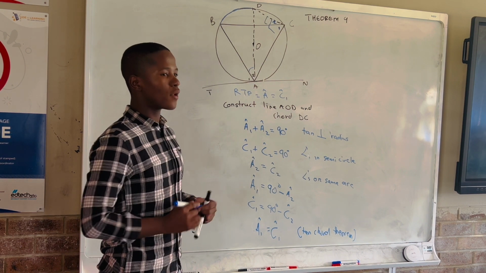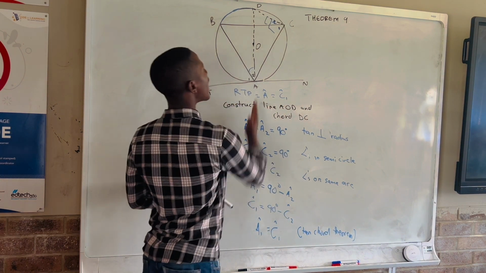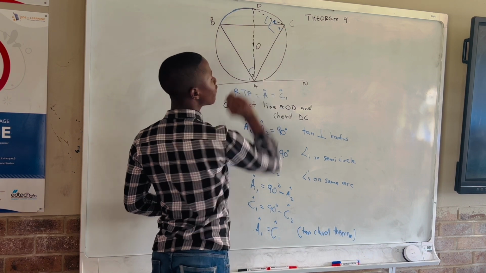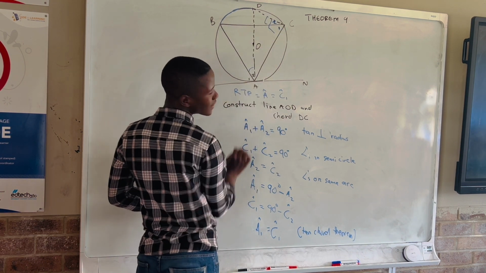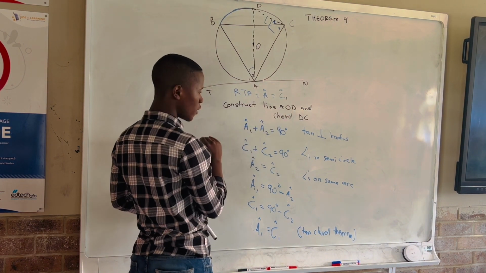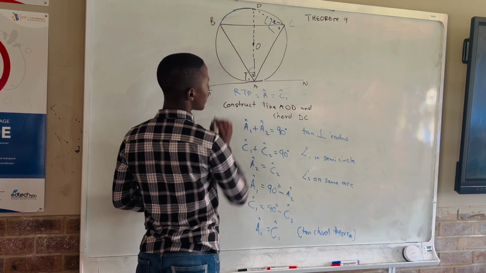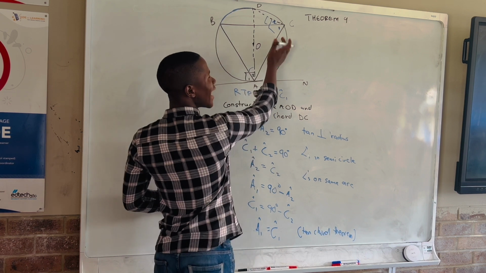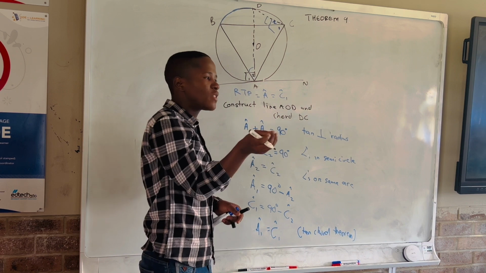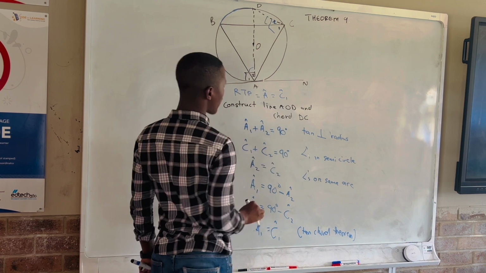Remember, just a recap, you are required to prove that A1 is equal to C1. The first thing that you do, you provide a construction of your diameter, and also a construction of your chord. Then A1 plus A2 is going to be 90 degrees because this is your radius, which is perpendicular to your tangent. Similarly, your angle C1 plus C2, because this is your diameter, and an angle that is subtended by a diameter is equal to 90 degrees.